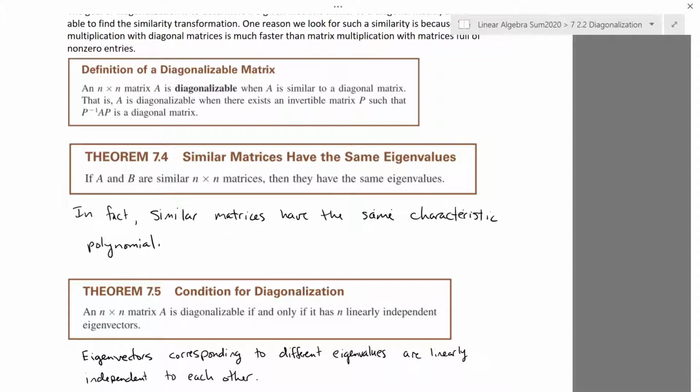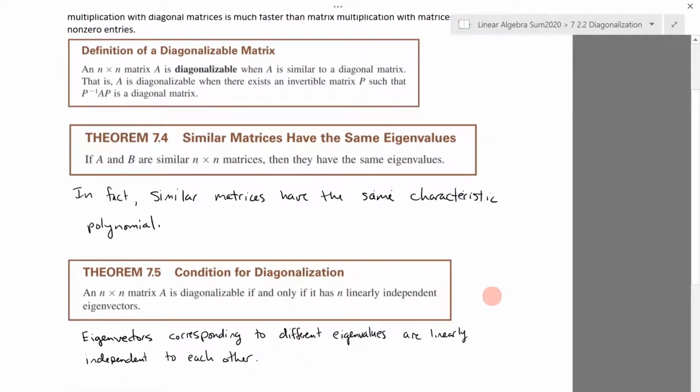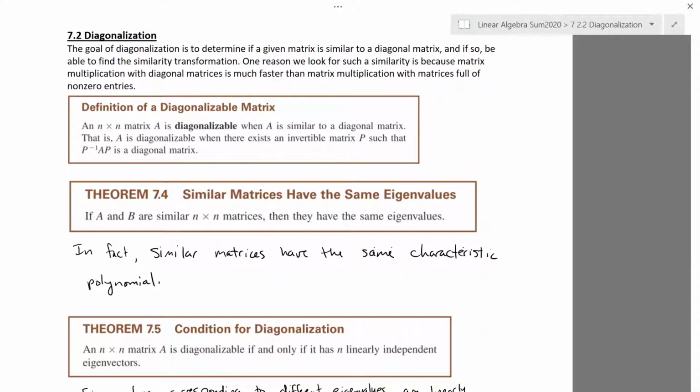Okay, so theorem 7.4 says that if two matrices are similar, then they have the same eigenvalues. Right? So in fact, similar matrices have the same characteristic polynomial. And so one thing that you can take away from this theorem is that if A is similar to a diagonal matrix, and a diagonal matrix is triangular, right? That means that the entries on the diagonal matrix are exactly the eigenvalues. So the eigenvalues of A would be the same as the entries on the diagonal matrix if A is diagonalizable.